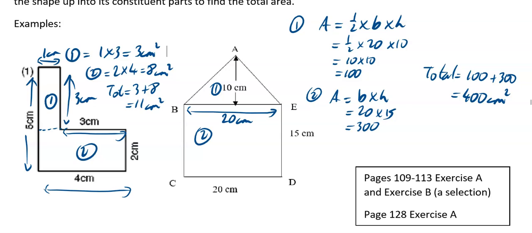Alright, so we've gone through the areas of some basic shapes. We've looked at parallelograms, triangles, rectangles, trapeziums, and kites, and we've also seen composite shapes. So any shape that is made up of any of those things, you can find its area now by splitting it into different parts, and you're now able to find the area of any composite shape.